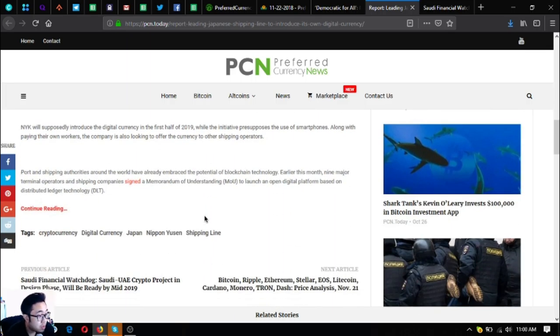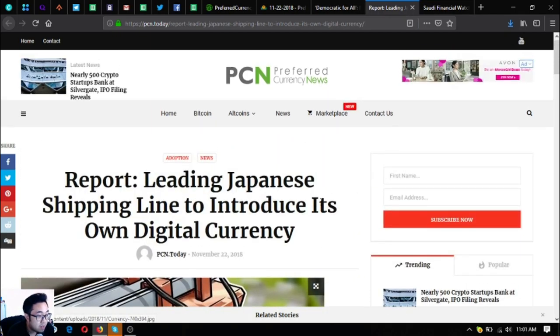Port and shipping authorities around the world have already embraced potential blockchain technology. Earlier this month, 9 major terminal operators and shipping companies signed a memorandum of understanding to launch an open digital platform based on distributed ledger technology, or DLT. Okay, so that is very good news. More and more companies are adapting to blockchain technology.